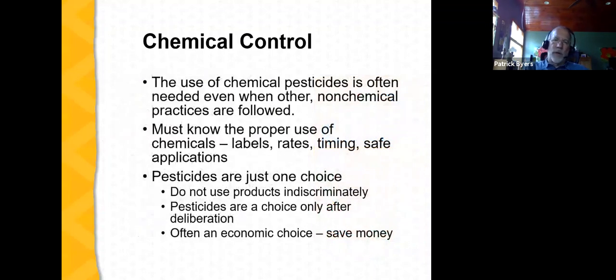We talked about this as well. The use of chemical pesticides, plant protection products, may be needed even if we're using other strategies. Obviously, you want to understand the label and follow it to the letter, and then recognize that pesticides are just one choice. We don't want to use them indiscriminately. We use them only after deliberation, and sometimes their choice is based upon economic viability.